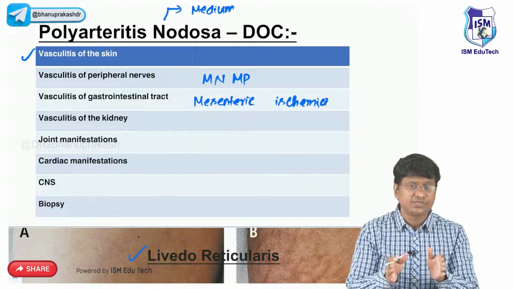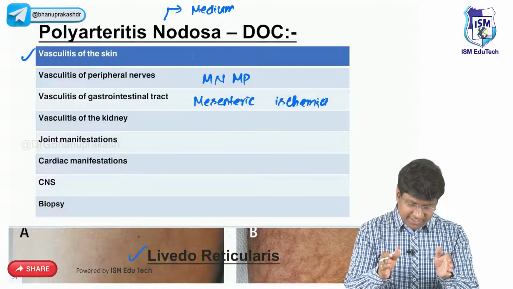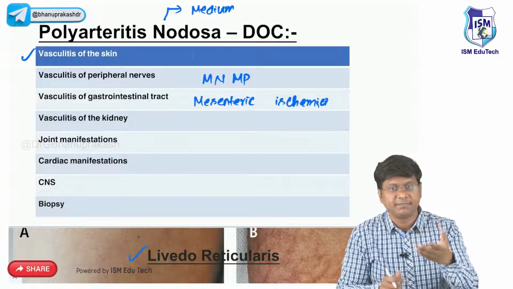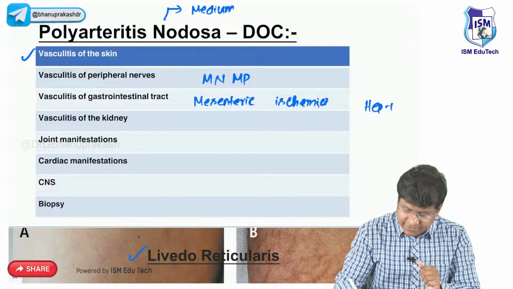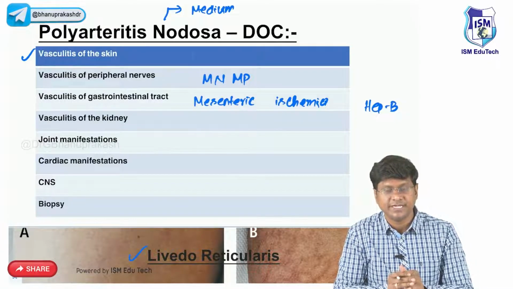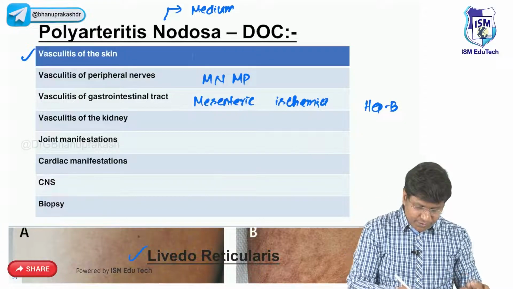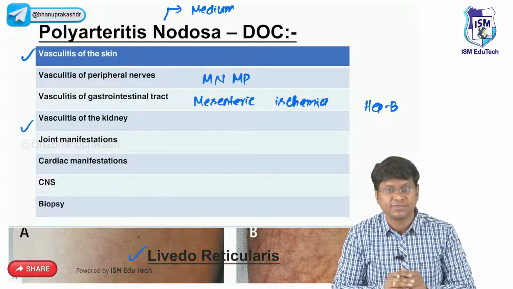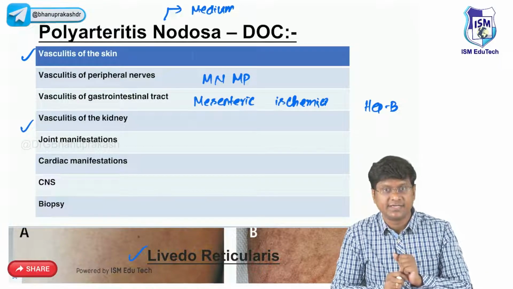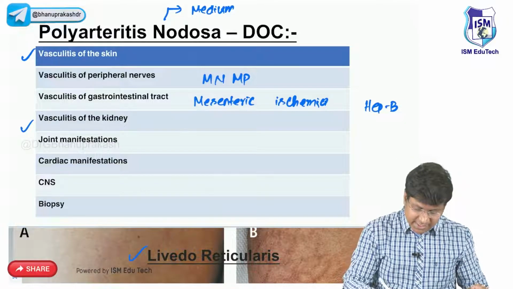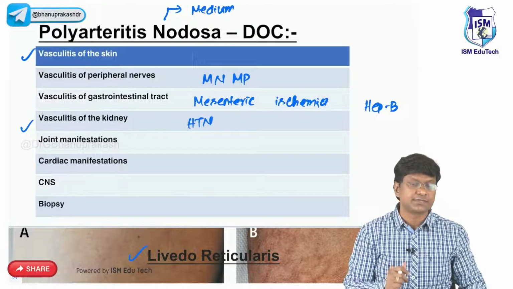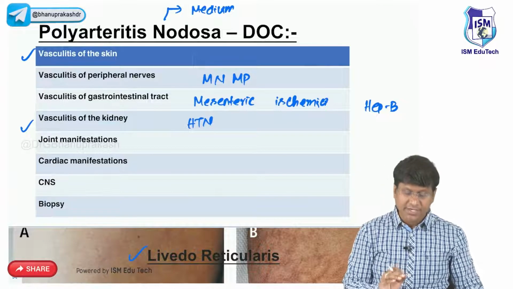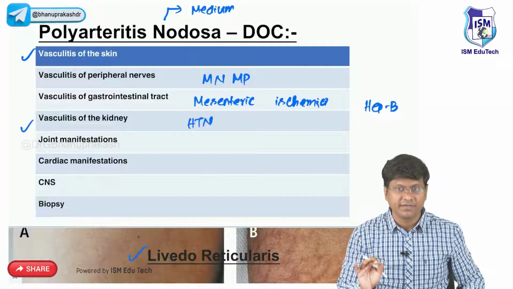Now, what is the associated viral infection for the development of polyarteritis nodosa? This is a very important question. That will be hepatitis B. Then you need to know that there is also vasculitis of the kidney, called renal vasculitis. Because of this, the individual will have decreased renal perfusion, thereby activating the RAS and causing hypertension. So hypertension is mainly because of renal vasculitis.